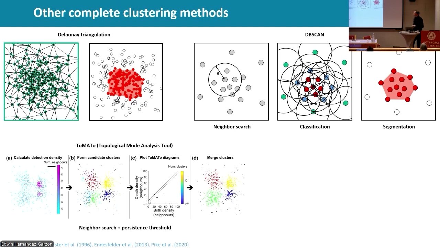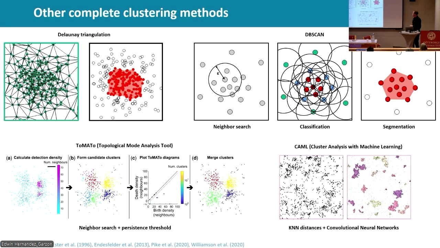You have ToMATo, which was developed in the UK, a topological method, where you have a neighbor search again to get some density, and then you use a persistence threshold in order to create first clusters and then merge them together with something that is more persistent. Or you have CAML, cluster analysis with machine learning, which was developed in the team of Dylan Owen. So again, the same team as the work I will present, it uses k-nearest neighbor distances. You have the localizations, you create images of the KNN distance, and then you use a convolutional neural network in order to do the clustering.